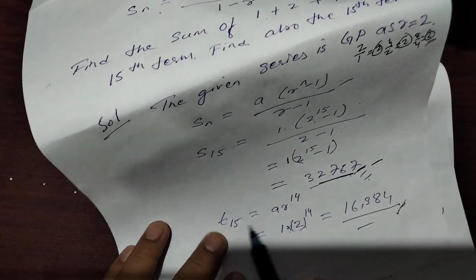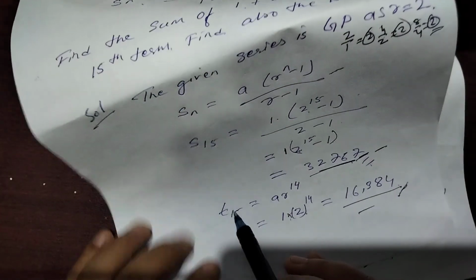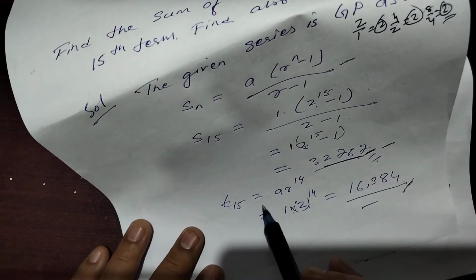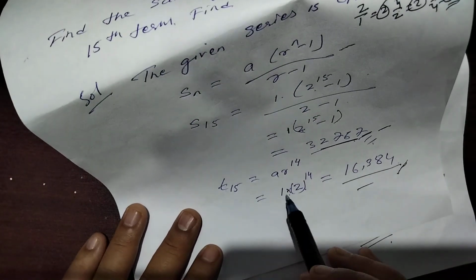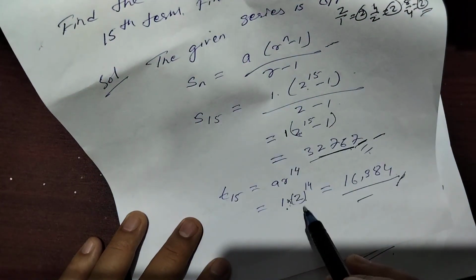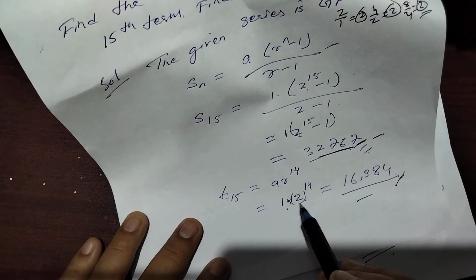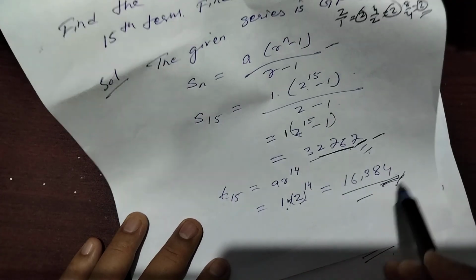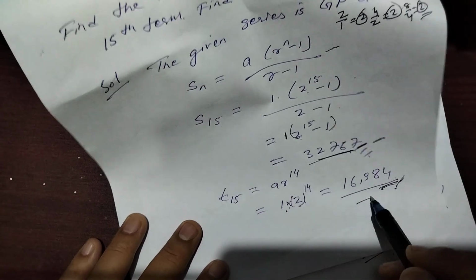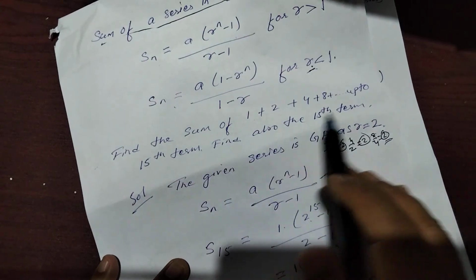Okay, so again, what are you asked to find? Find the 15th term. In a GP, you know T15 is equal to a r to the power 14. You know the general formula. A is 1 and r is 2, to the power 14. So when you multiply 2 fourteen times and multiply by 1, it will be this. So T15 is this. Okay, so you found the sum of the 15 terms as well as the 15th term.